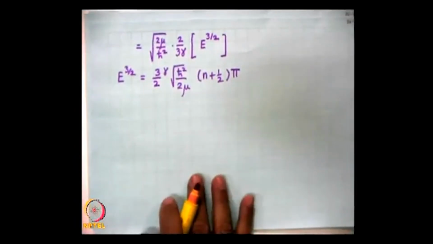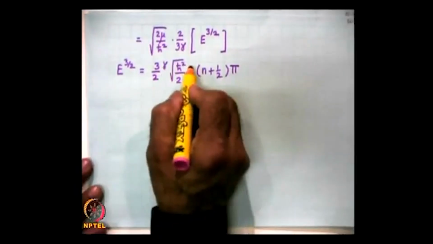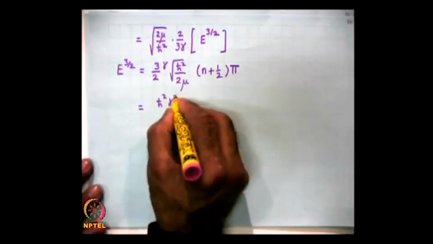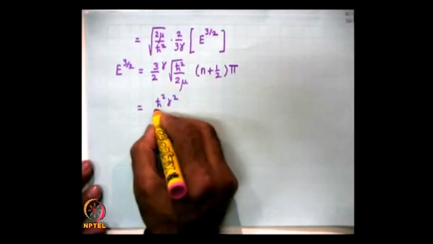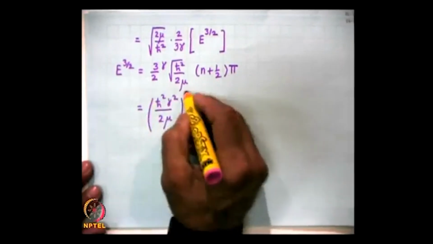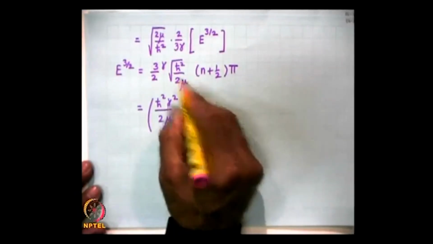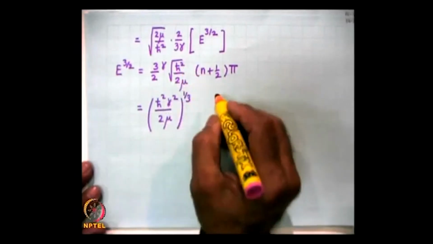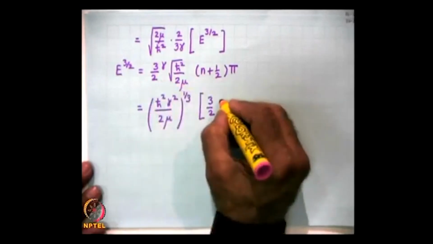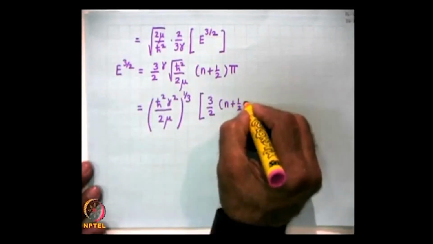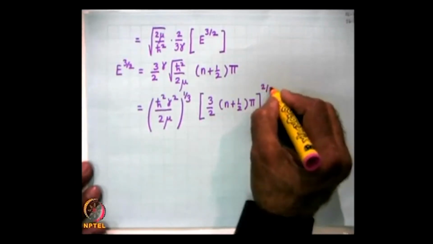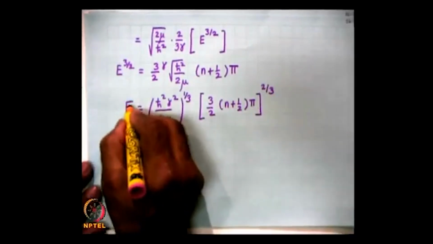Okay. So you can put gamma square inside, so you can write h cross square gamma square by 2 mu raised to the power of 1 by 3, because this is half, multiplied by 3 by 2 n plus half pi raised to the power of 2 by 3. So these are the energy eigenvalues.